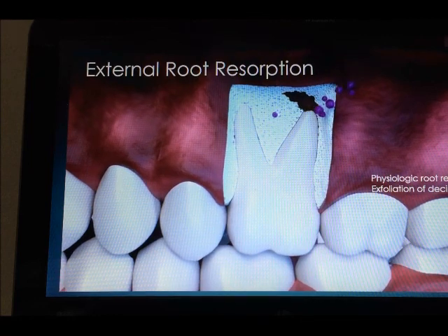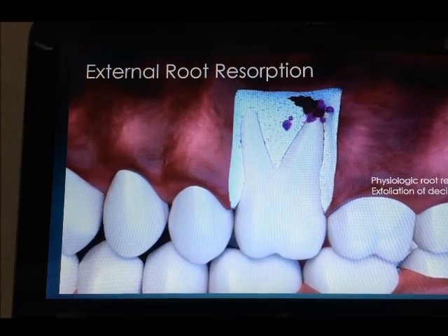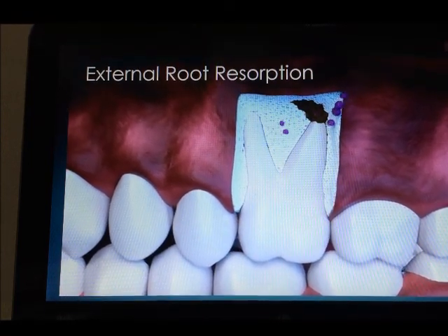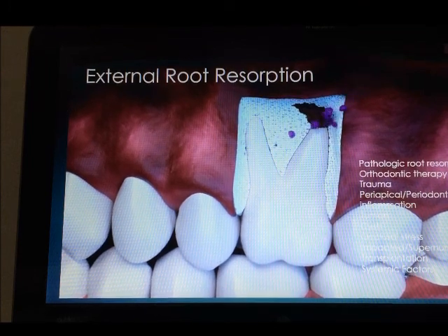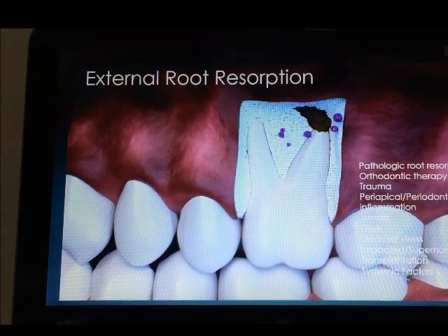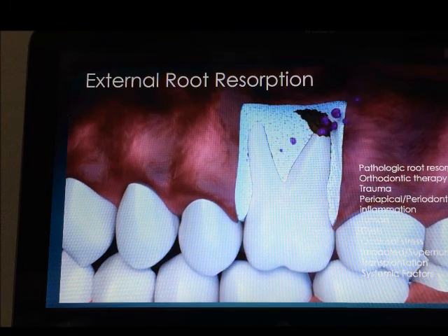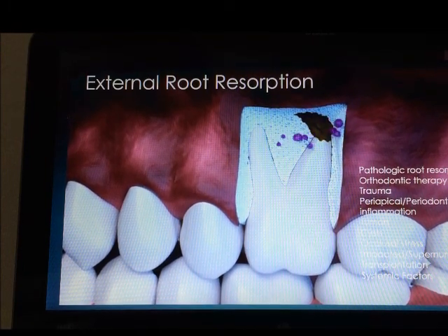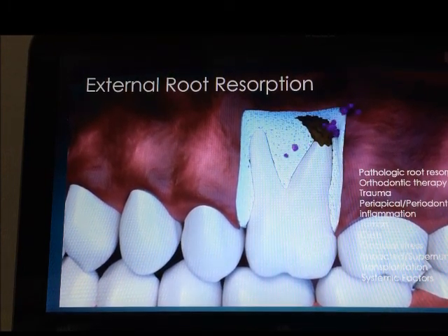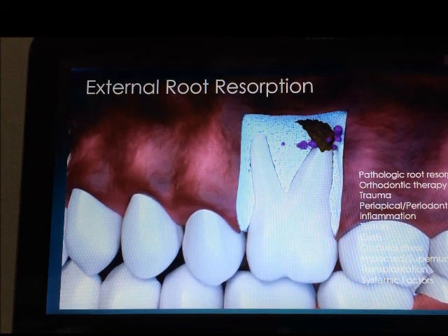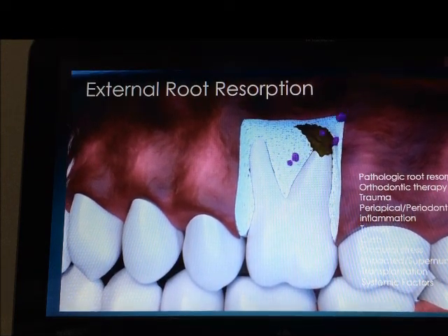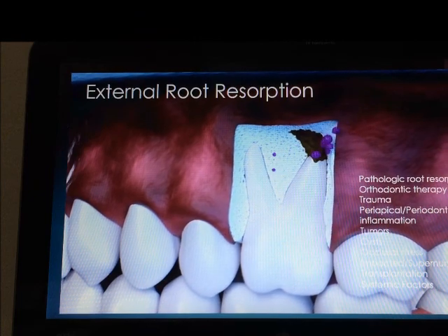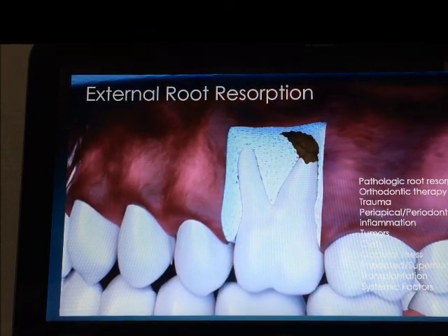whereas it's pathological when there are several factors that include orthodontic therapy, trauma, periapical or periodontal inflammation, tumors, cysts, occlusal stress, impacted and supernumerary teeth, and transplantation, as well as other systemic factors such as Paget's disease and renal and hepatic disease, along with endocrine imbalance.